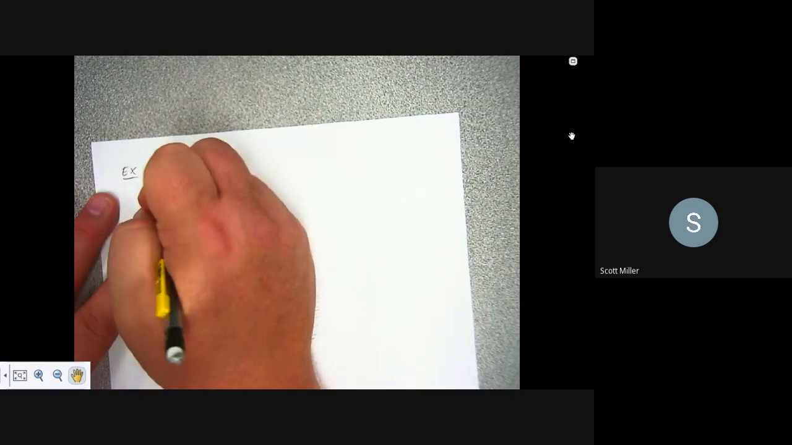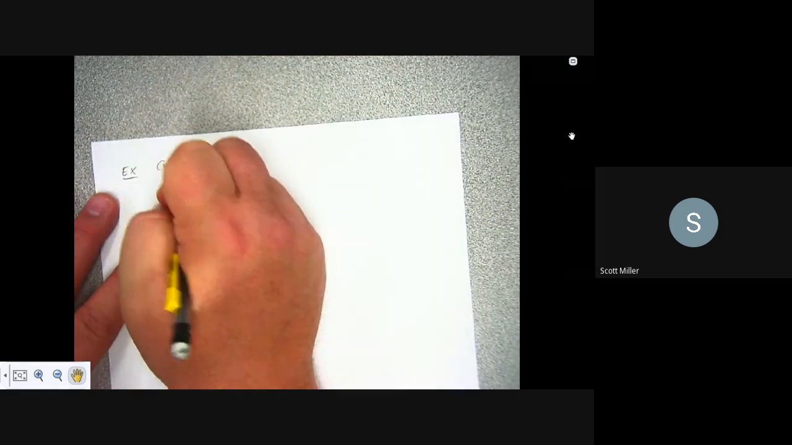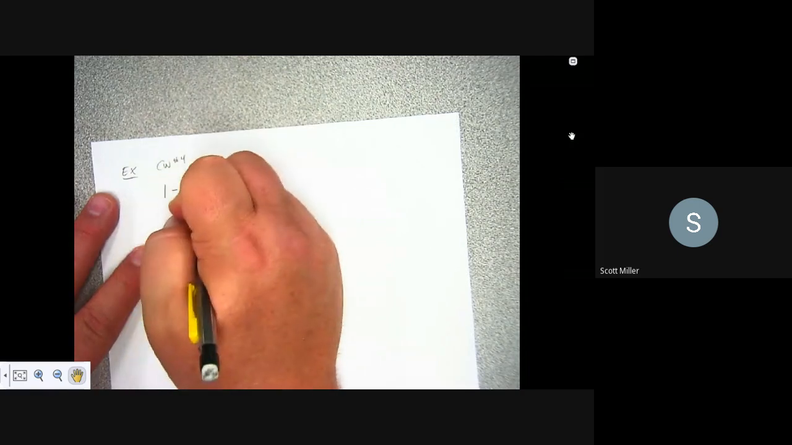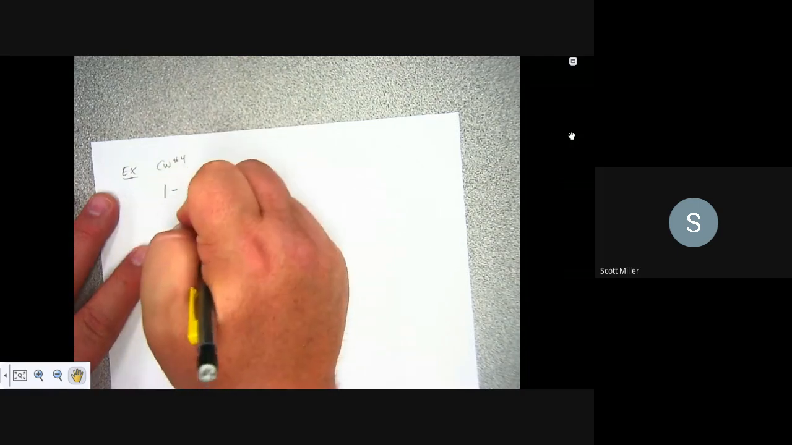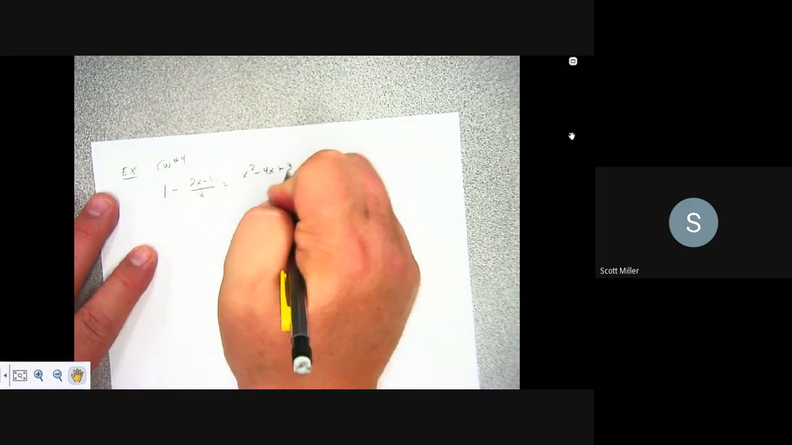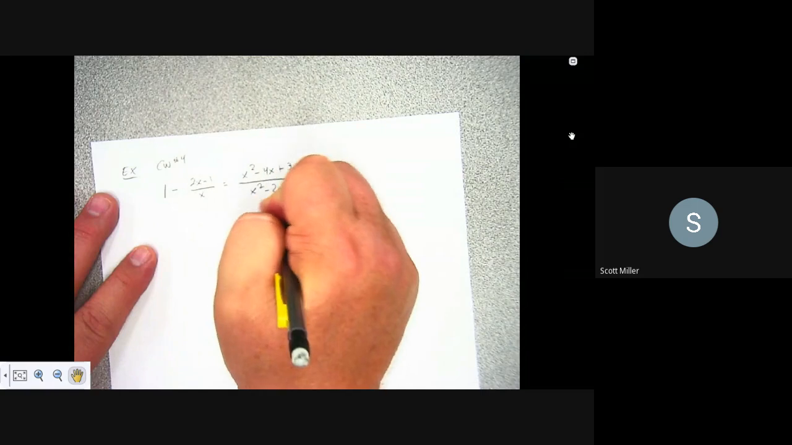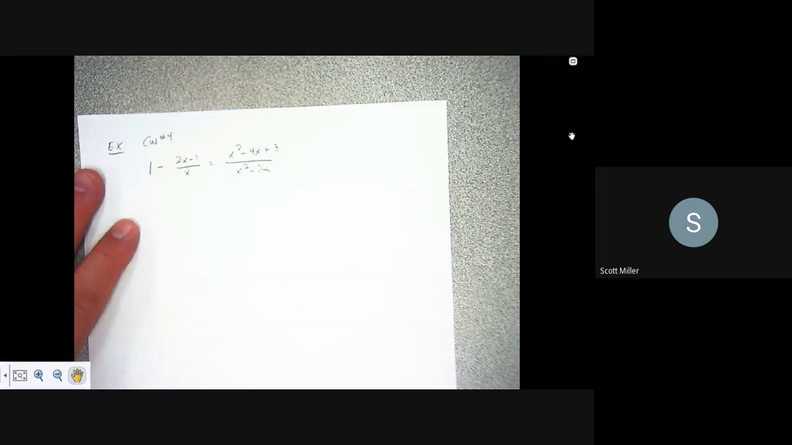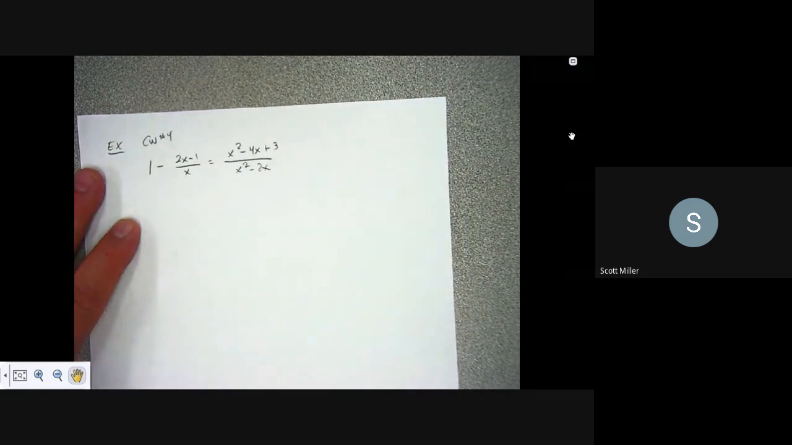It's the classwork number 4. And this is the problem on that paper that you will get. 2x minus 1 over x, and this is x squared minus 4x plus 3 over x squared minus 2x. So this is just another example to kind of show you how to use the guidelines for solving algebraically. Okay, so the first thing is we got to find the least common denominator.